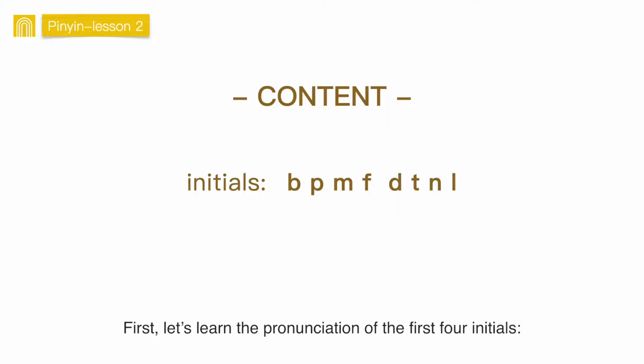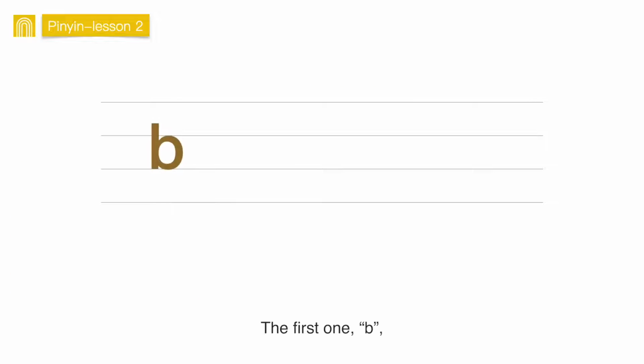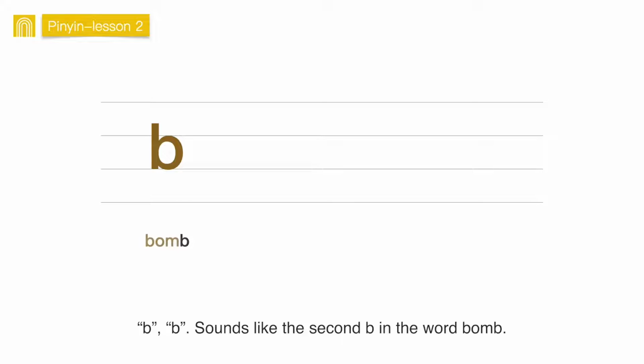First, let's learn the pronunciation of the first 4 initials. The first one, b. When pronounced, the lips are tightly closed and then suddenly open so that airflow bursts out. Now, try to read it. B. The pronunciation is light and short. Read after me. B. B. Sounds like the second B in the word bomb.